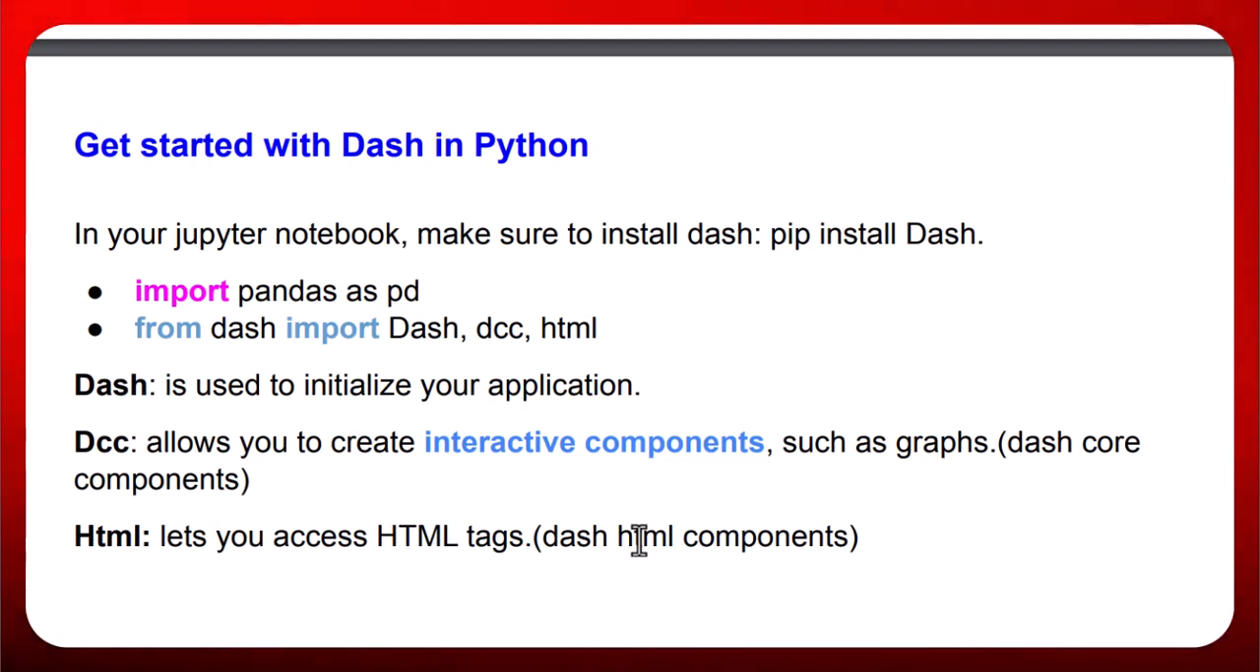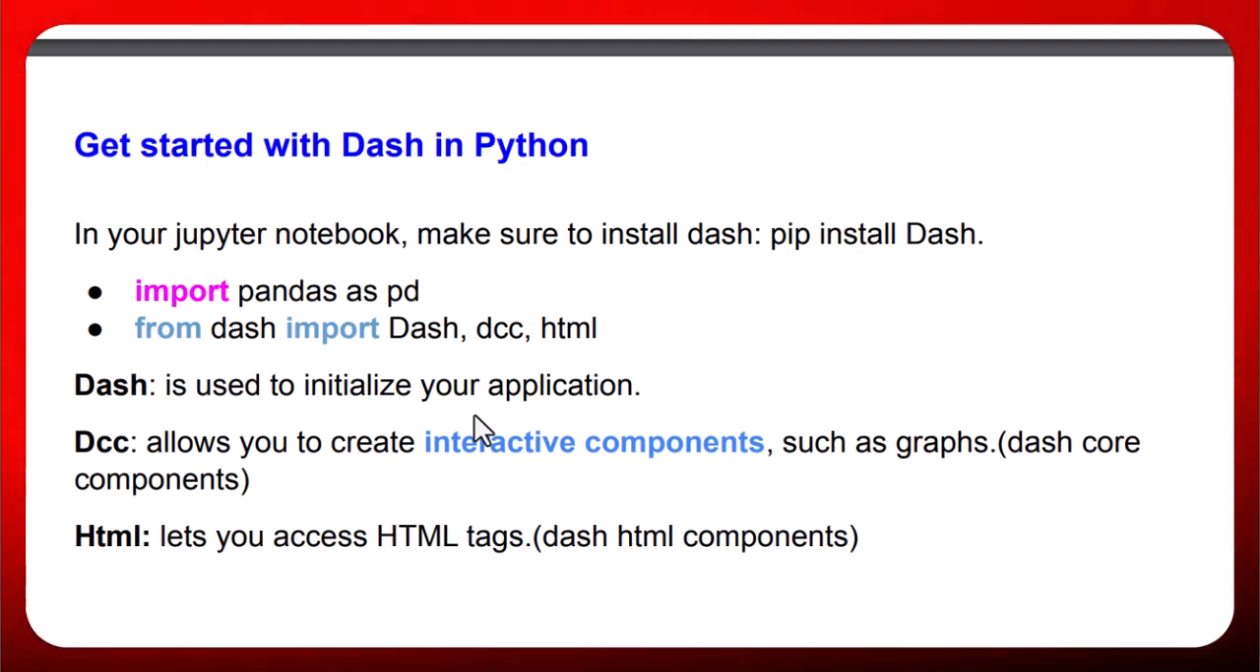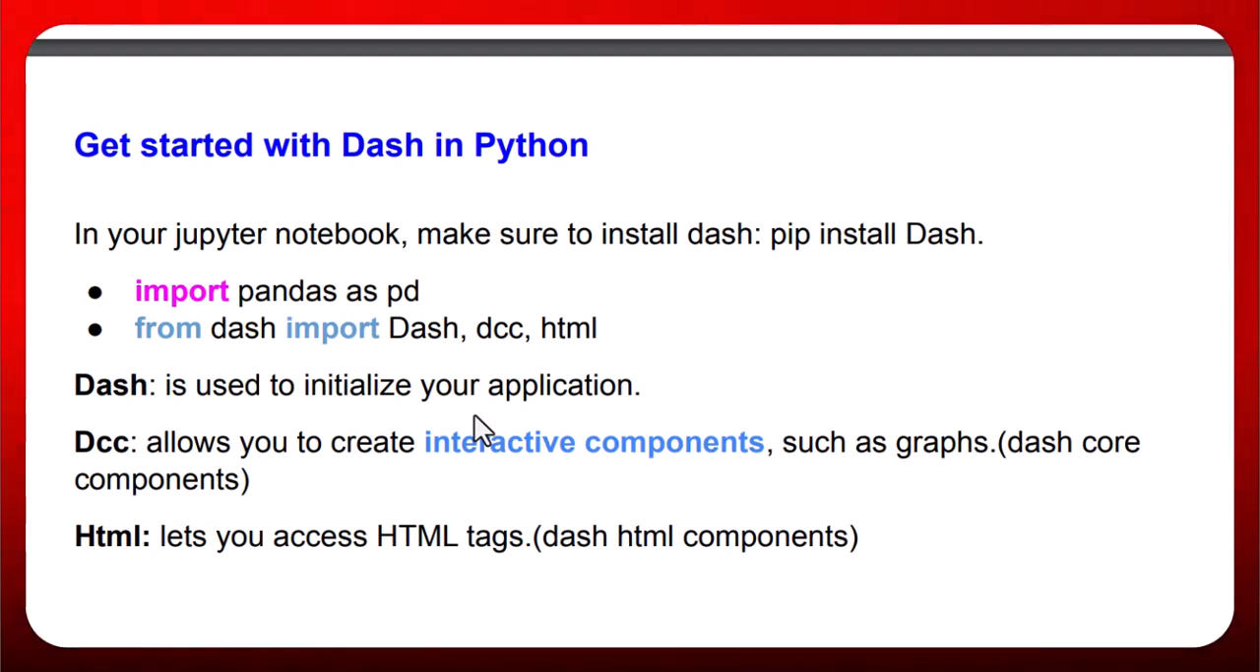From that library, we're going to import dash, dcc, and html. You might be curious about why these three classes. Simply, dash is going to initialize your app. It's going to tell the compiler that we're going to make a dashboard, so we're going to make an app. We're going to use this class to create our app. Okay. Now, what does dcc mean? DCC, Dash Core Components, allows you to create interactive components such as graphs.